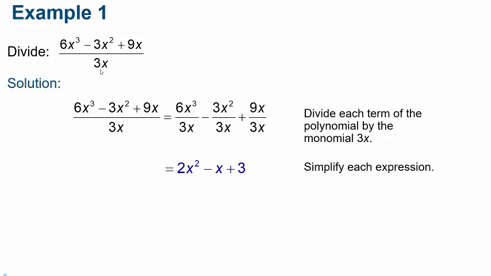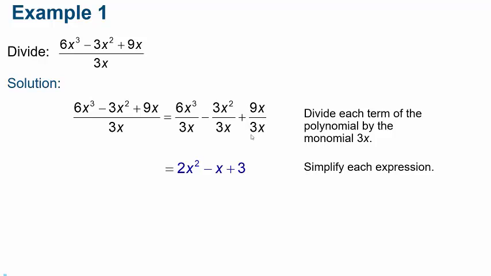All right, you can expand this out even if you have three terms. So let's try this one. 6x cubed minus 3x squared plus 9x, all divided by 3x. You're going to take this crazy looking expression and break up the fractions. Take the first term in the numerator, 6x cubed, divided by the denominator 3x, minus 3x squared divided by 3x, and then finally plus 9x divided by 3x.